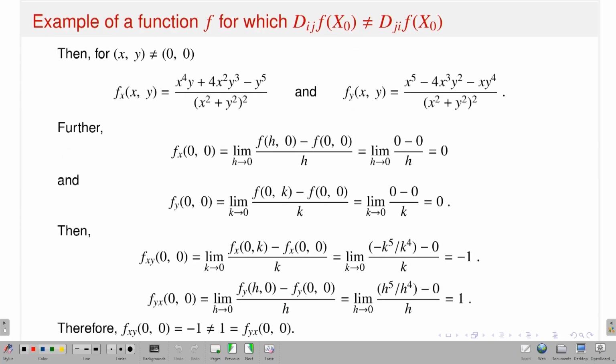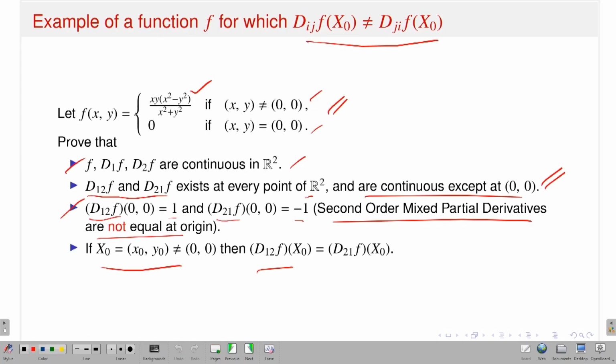I have written a little calculation here. Okay, look, so what I have done: consider the point (x,y) non-zero. If (x,y) is non-zero, then what will be your f? This should be this function, right? xy times (x² − y²) divided by (x² + y²).